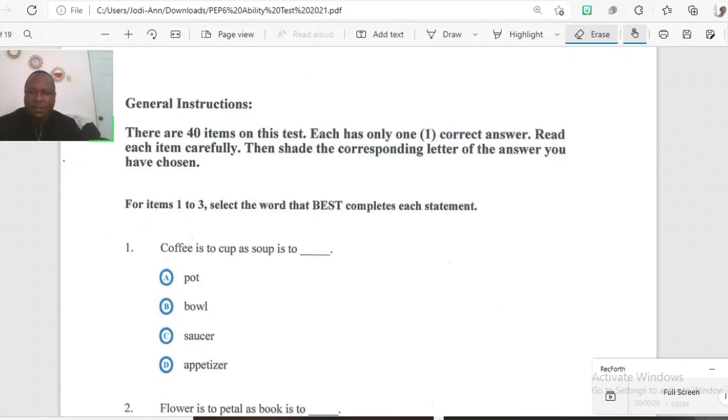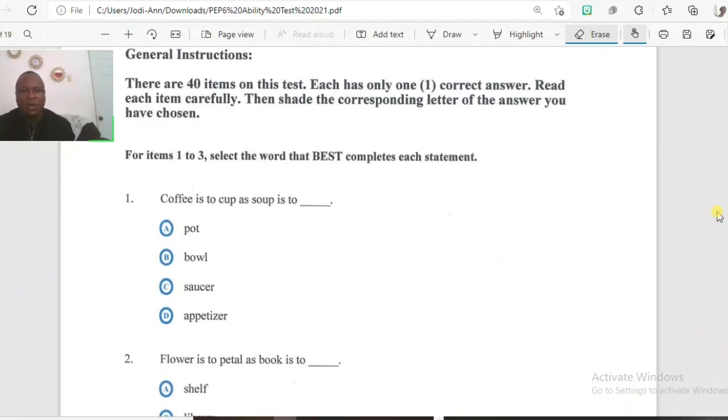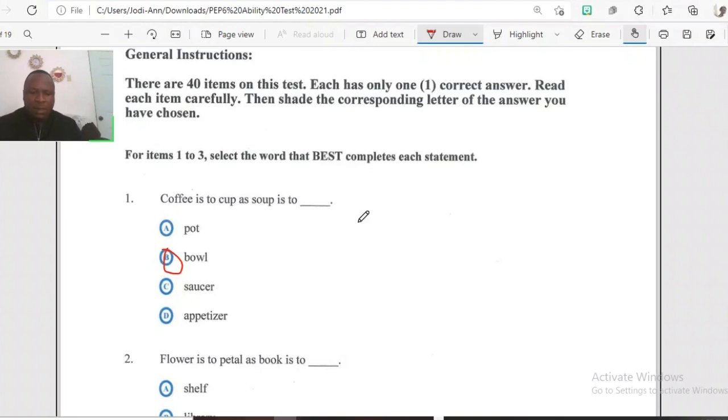Question 1 reads, coffee is to cup as soup is to. Now, what is the relationship between coffee and cup? Well, we drink coffee from a cup. What do we drink soup from? We drink soup from a bowl. Next one.